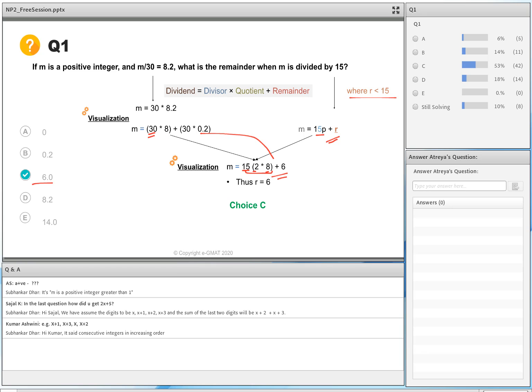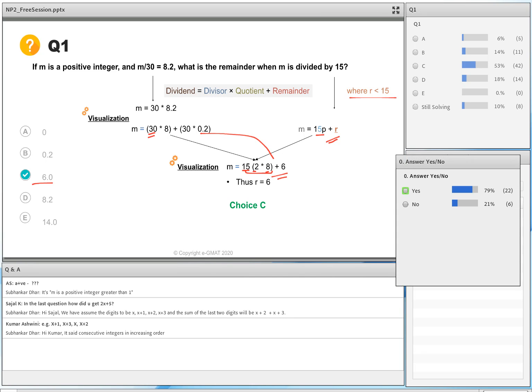All right, let me get the poll over here. I want you to tell me, is the solution clear to all of you? That sounds perfect. I also see some of you having a doubt in the solution, so I'm going to reiterate the solution for all of you.